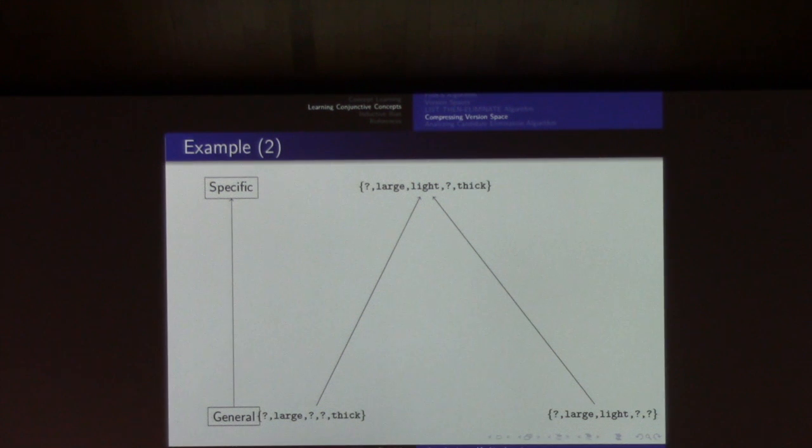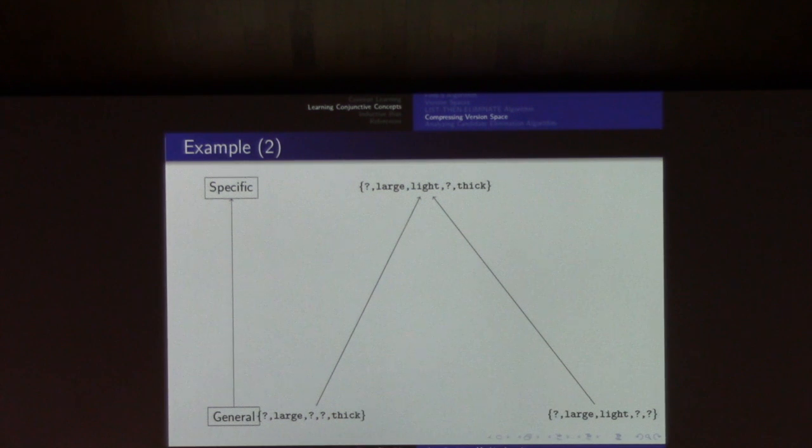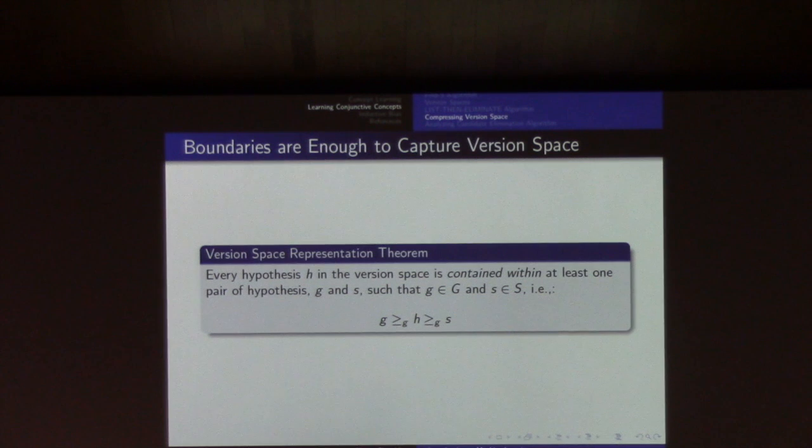So there is a theorem which we will not go into too much detail, but it's very easy to understand. The idea is that if you have any hypothesis in the version space, it is guaranteed to be contained within this boundary, right? Because there cannot be any hypothesis which is part of the version space but outside this, right? To be more specific, what this says is that if you have any hypothesis that belongs to the version space, then you can find two hypotheses, one in the general boundary and one in the specific boundary, such that this hypothesis will be more general than one and more specific than the other, right? So the idea is this.